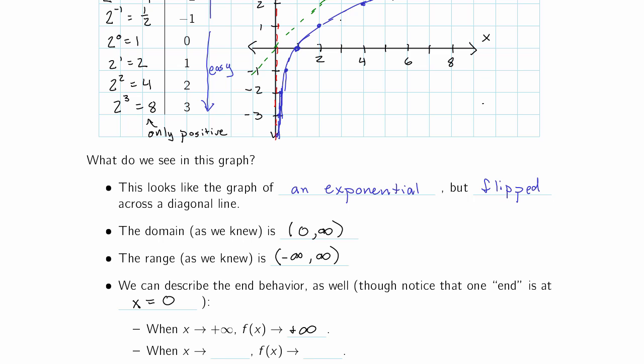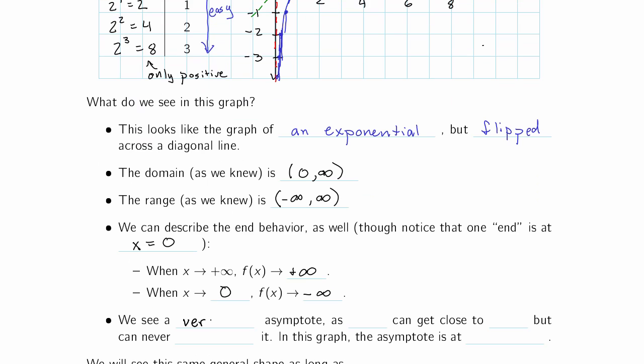And then the other end is at 0. When x gets close to 0, f of x goes to negative infinity. So f of x gets as negative as we'd like when x gets very, very close to 0. In this graph, we see a vertical asymptote, as now x rather than y can get close to 0, but never reach it. Right, x can be as close to 0 as we'd like.